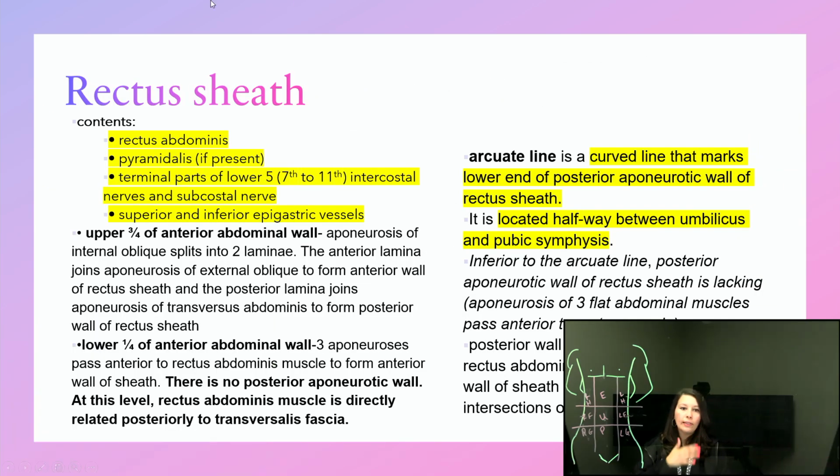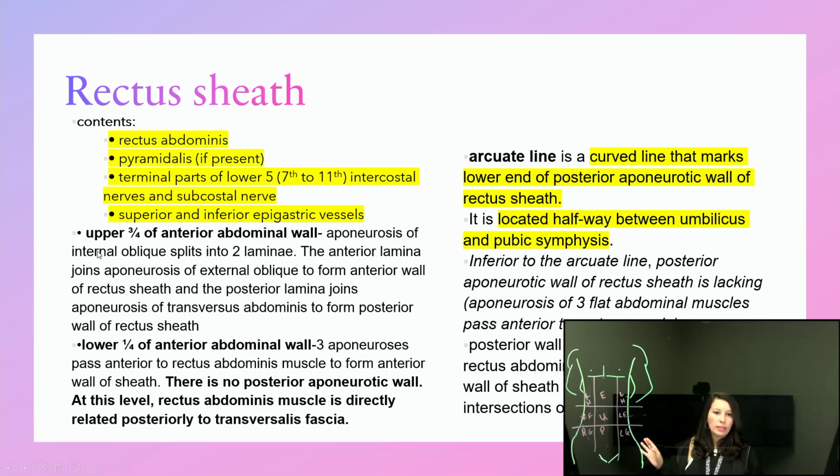First things first, the contents of the rectus sheath are going to be the rectus abdominis and the pyramidalis, if it's present, like I said, it was absent in 20% of people. Also the terminal parts of the lower fifth intercostal nerves and the subcostal nerve, as well as the superior and inferior epigastric vessels. So all of those are contents of your rectus sheath.